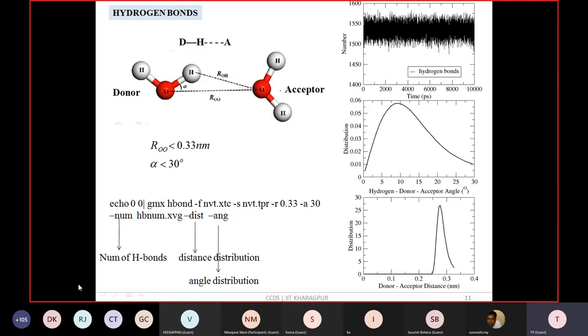Similarly, gmx hbond is used for getting the number of hydrogen bonds. So for the number of hydrogen bonds, if we set a criterion that the donor site and the acceptor site, the donor and oxygen atoms are at a distance of like 0.33 nanometer, then we can use it as the minus r flag. And if we have this angle defined, which has to be less than 30, then basically we can get all the number of hydrogen bonds with this criterion.